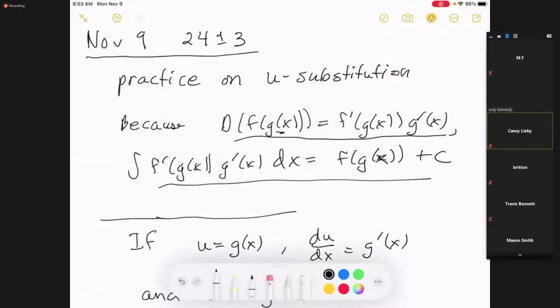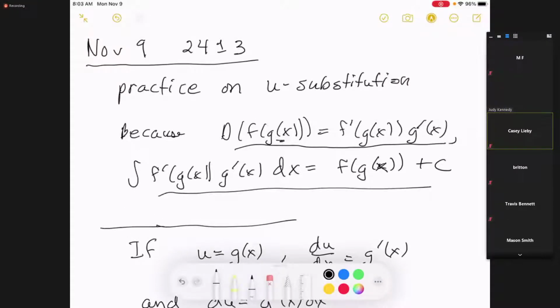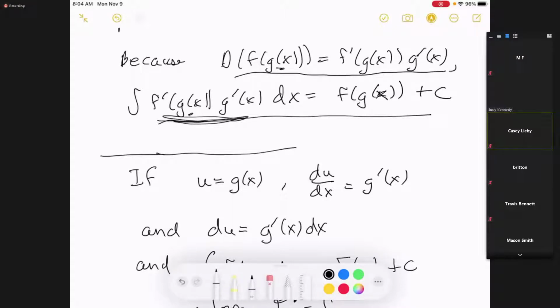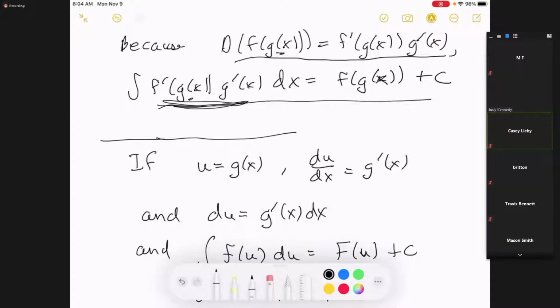What you're going to be doing when you use this technique is trying to see this pattern: that you have a function inside another function, and you have the derivative of that function sitting in the integral for you. Not divided, but multiplied. All right, so that's a shorthand way of thinking about it.